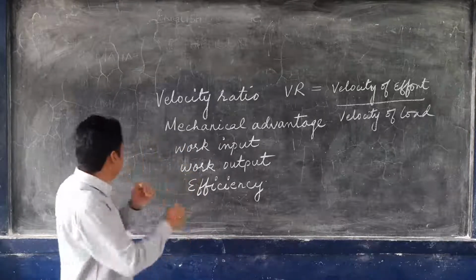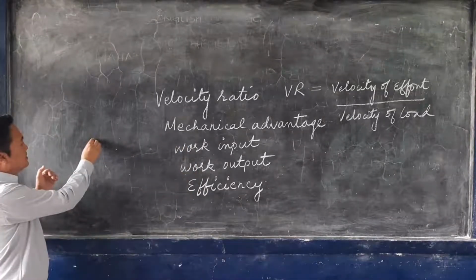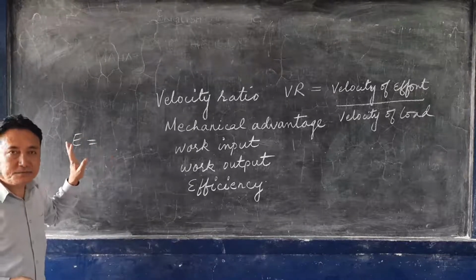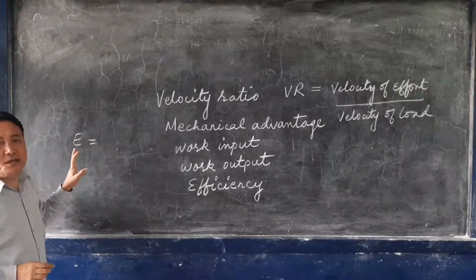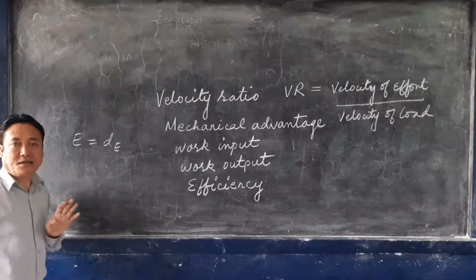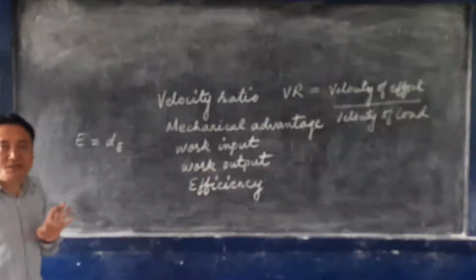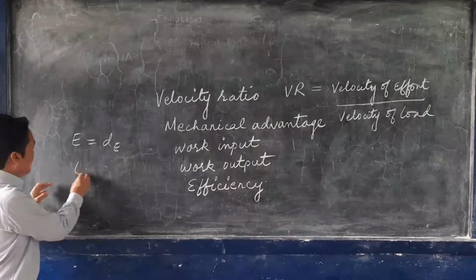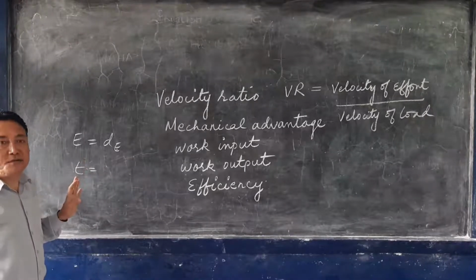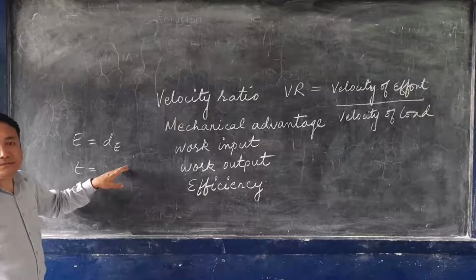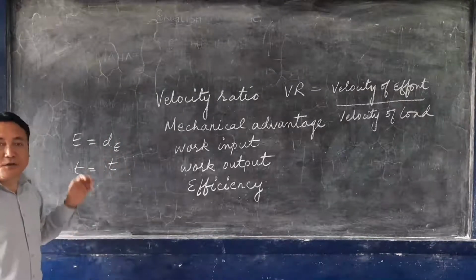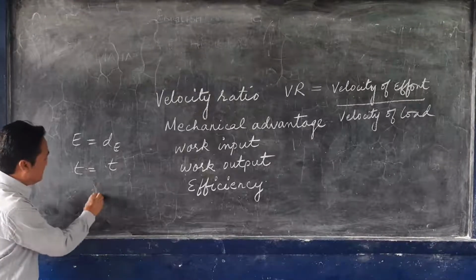So let us consider the distance covered by effort. Let us say E is considered as effort. Now the distance traveled by effort is written as dE. The distance covered by effort is dE, and the time taken to cover the distance is t. Now I find velocity.